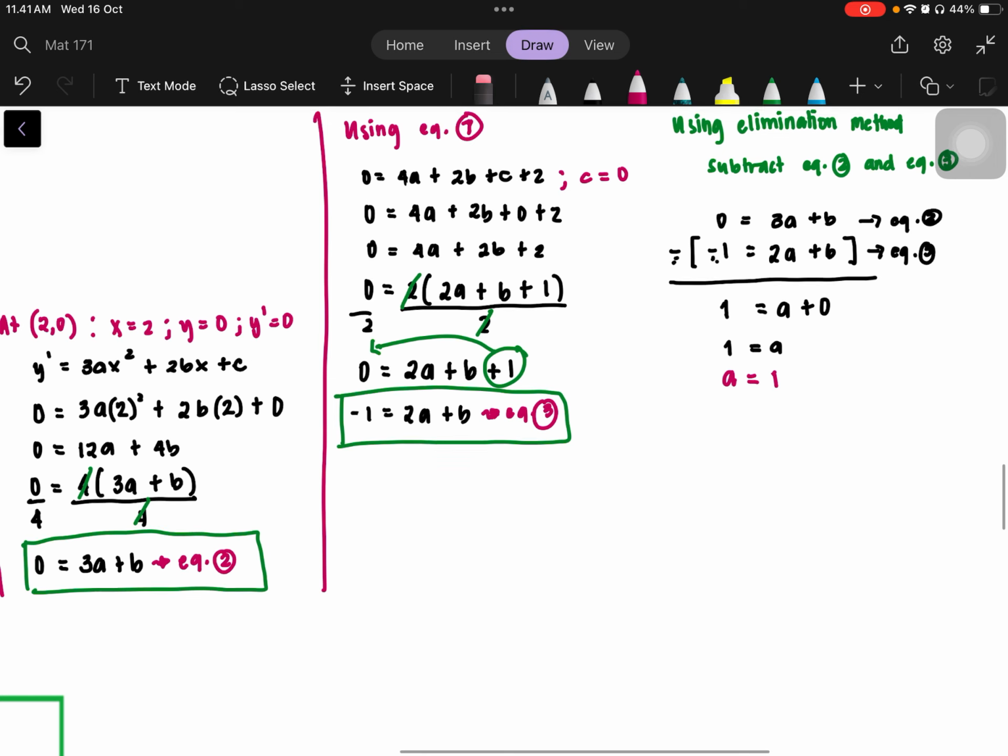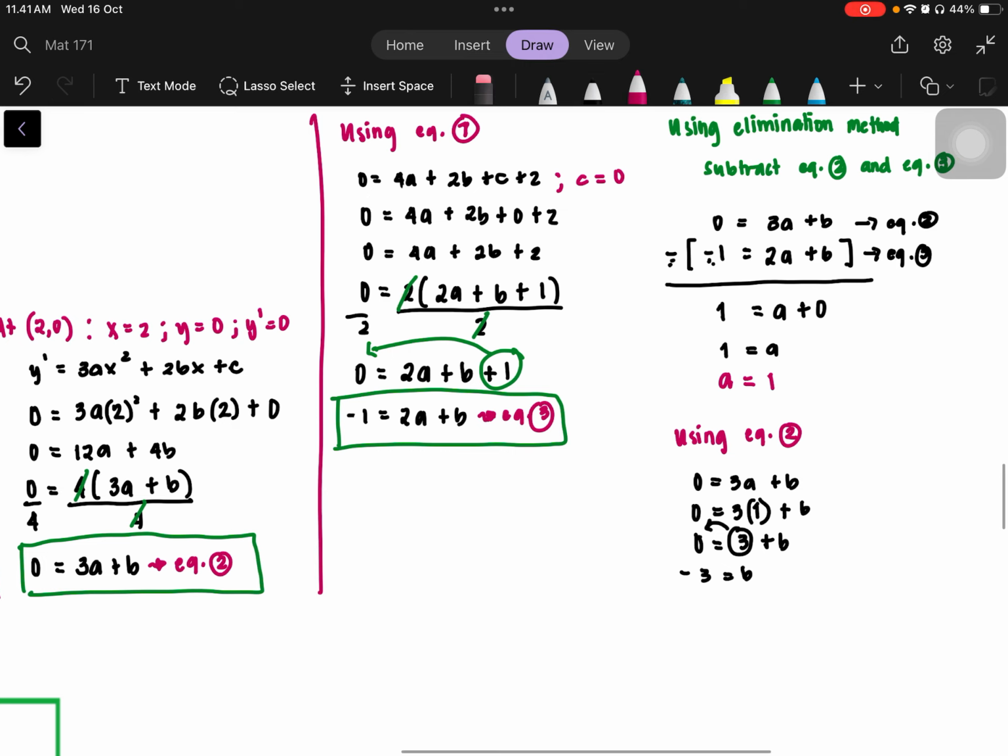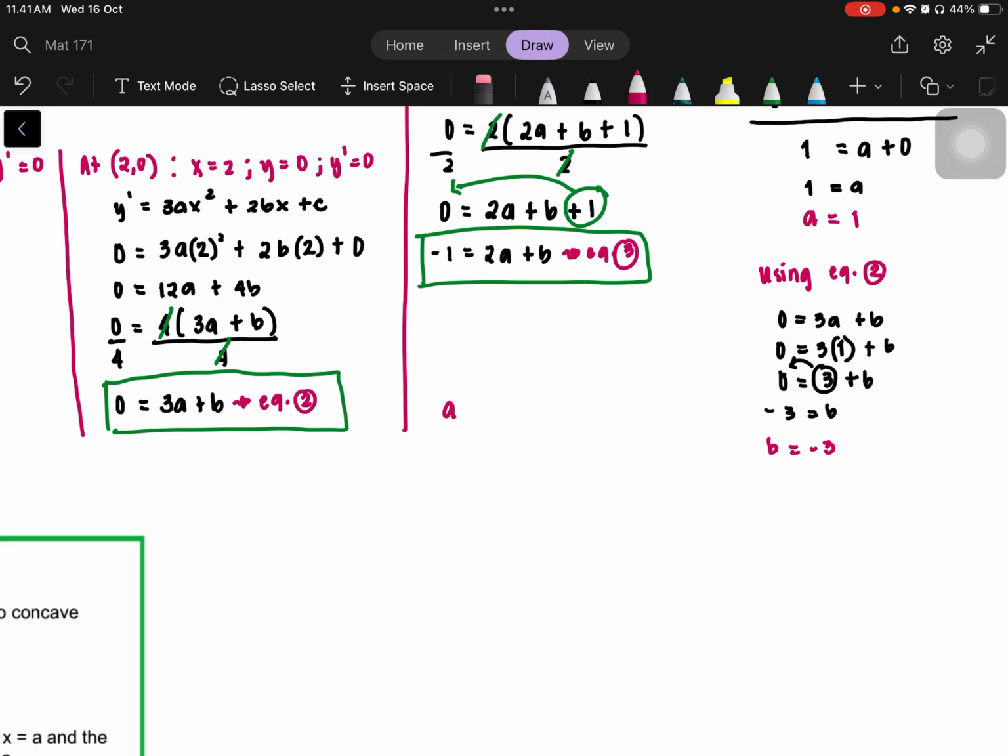Diba? So, now, ang kulang na lang sa atin ay si b. So, therefore, let's just use, pinakamaikli, si 2. Using equation 2. Okay. So, we have 0 is equal to 3a plus b. We have 0 is equal to 3, ano a natin? 1 daw. Plus b natin. Then, 0 is equal to 3 plus b. So, si 3, lipat lang natin, magiging negative 3 is equal to b. So, therefore, nakakuha na tayo that b is equal to negative 3.